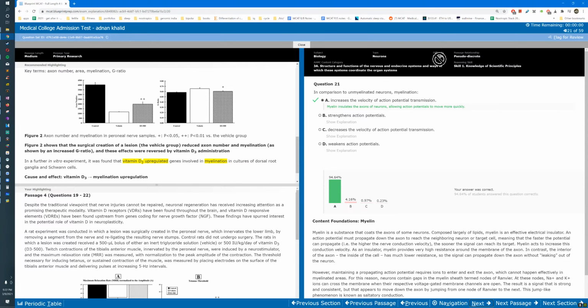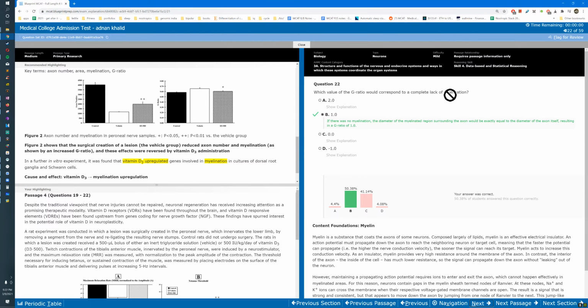How is this tough? What the fuck? This is straight up discrete. Everyone should know this, okay? Unmyelinated axons are 0.5 to 10 meters per second, and myelinated ones are like 150.